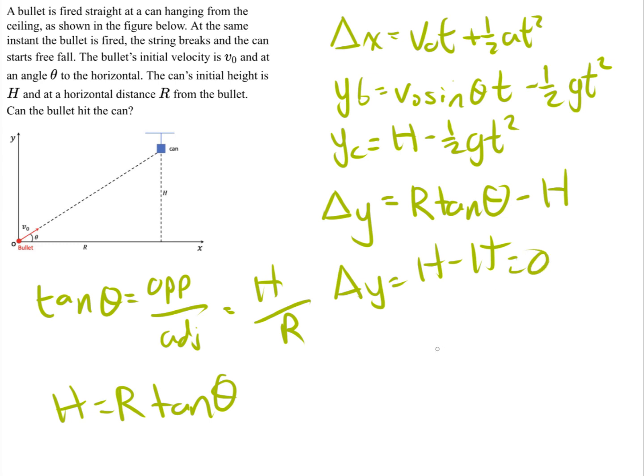Which means that at any given moment, the can and the bullet are at the exact same y position, since there is no difference between their y positions. So the bullet will always hit the can. So the bullet will be able to hit the can as long as it is able to cover a distance r before the can actually hits the ground. And that is how you would solve this problem here.